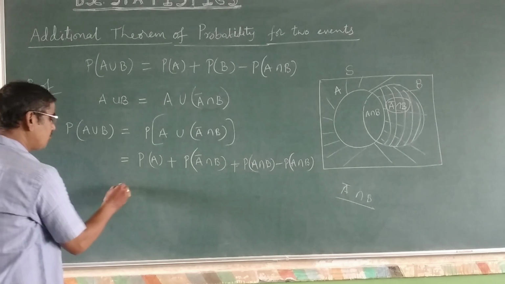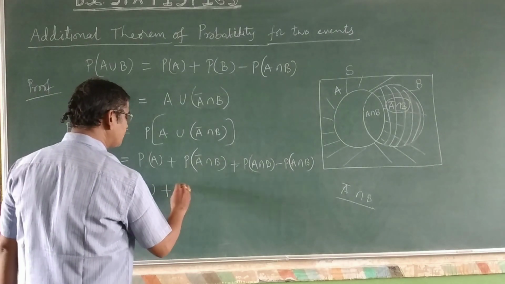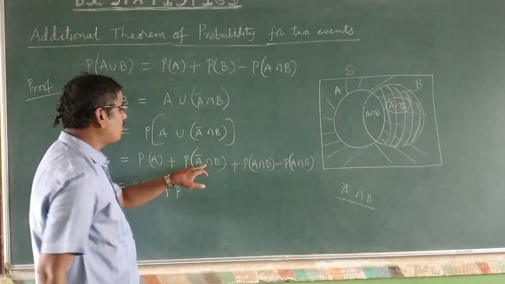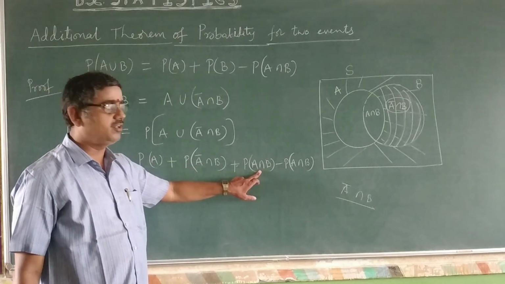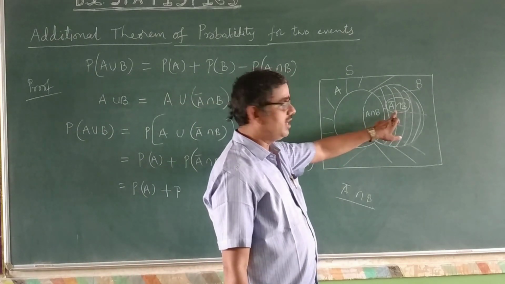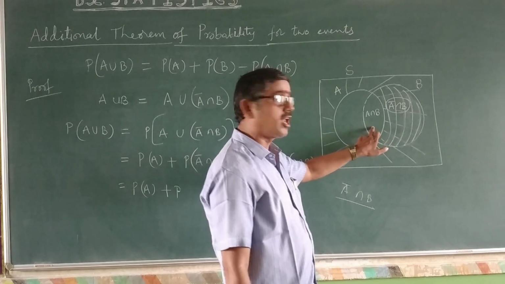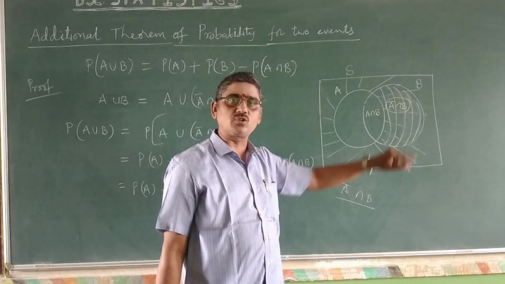Now you leave this as it is, and plus probability of, you see here, this is probability of A complement intersection B and plus probability of A intersection B. You refer to the Venn diagram. This is A complement intersection B and this is A intersection B. These two are also disjoint events.